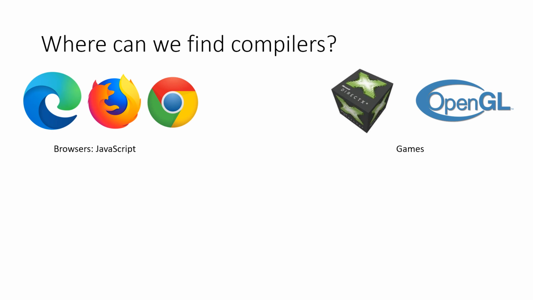We also find compilers inside games. For example, DirectX and OpenGL, these are the main graphics frameworks, so they take care of all the graphics in the games, and they too have compilers to accelerate the rendering of graphics for games, for example. And again, every time you play a game, you are using a compiler and you don't even know.